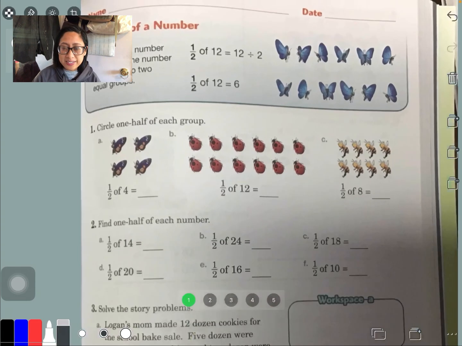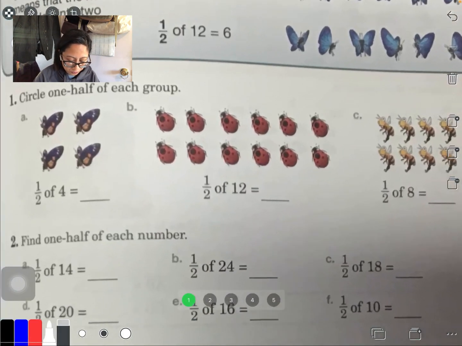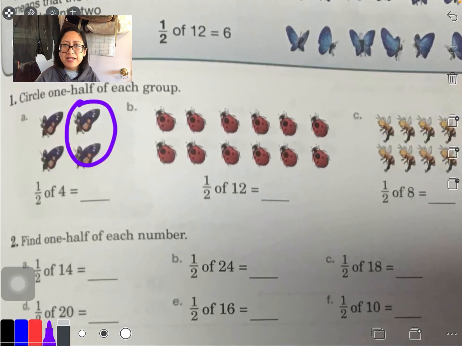So on page 187, it says 1/2 of a number. And they've got butterflies and insects because we're learning about insects this week, or at least we are reviewing insects because we have a test on Friday. So it says for number 1, circle 1/2 of each group. Okay, so here I have 4 butterflies. I need to split that group in half. Here's what I'm going to do. Let's use purple because these butterflies are purple. I'm going to circle half of them. And how many did I circle? 2. So 1/2 of 4 equals 2.